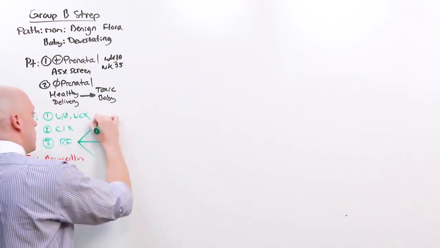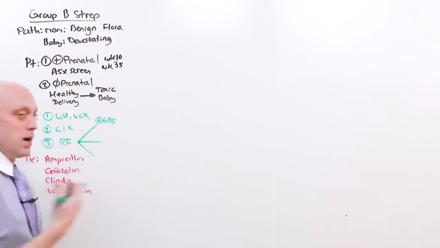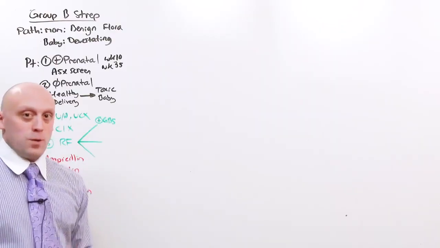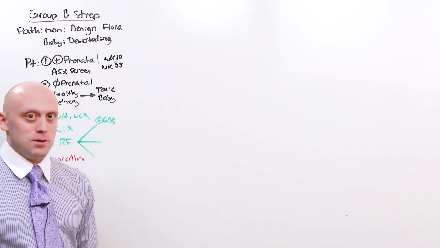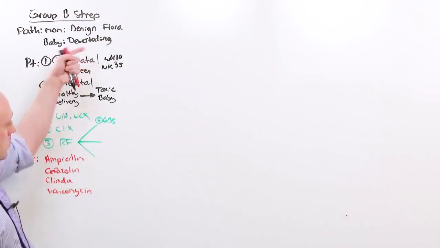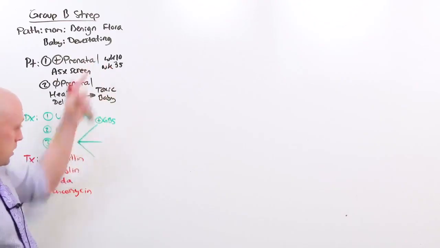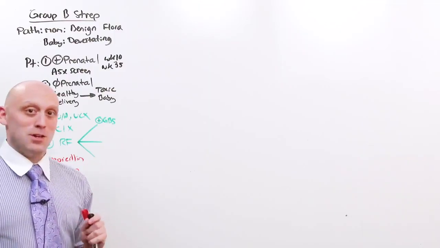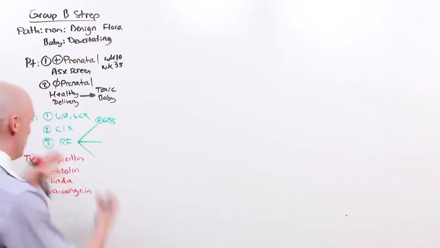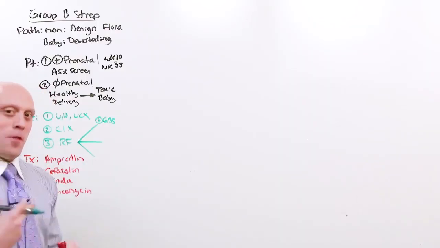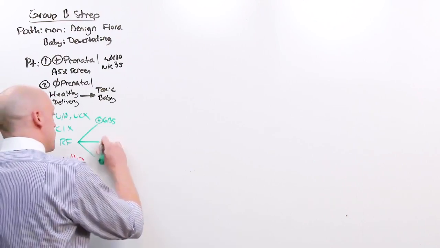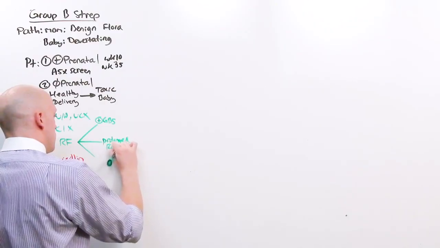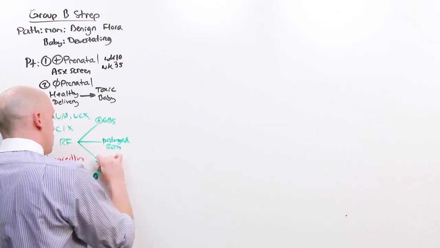The first is any positive group B strep. If mom had a baby that was previously group B strep positive, give her antibiotics, even if she screens negative. If she had a positive screen at week 10, you don't need to rescreen her, but you're going to give antibiotics anyway at delivery. If she's had a history of group B strep, you're going to give her antibiotics. The other way you're going to find this is with increased risk, such as prolonged rupture of membranes. And the other way is intrapartum fever.